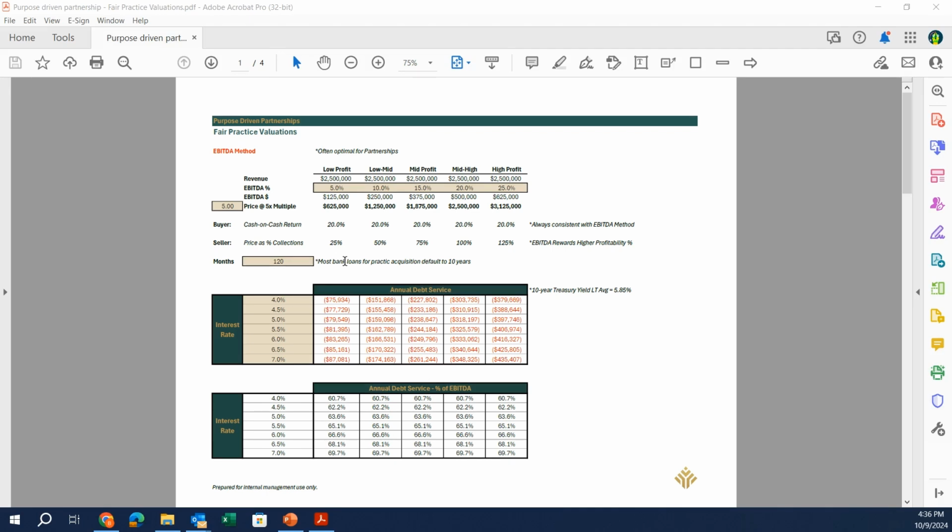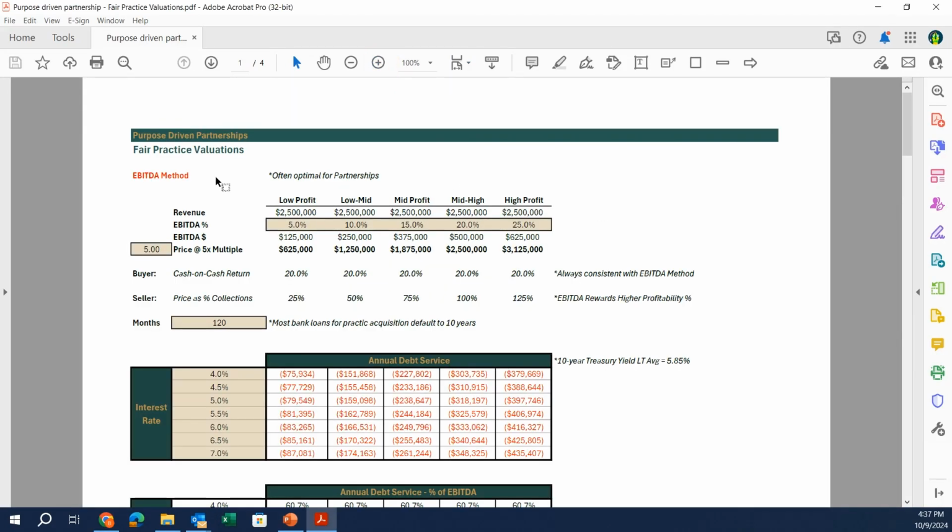What you should be seeing now is our framework for fair practice valuations using the EBITDA method. We're going to walk through the EBITDA method in detail, and then we'll compare and contrast that a little bit with the percentage of collections method. Make this a little bit bigger for everybody to see. As stated here, we believe that the EBITDA method is often optimal for partnerships.